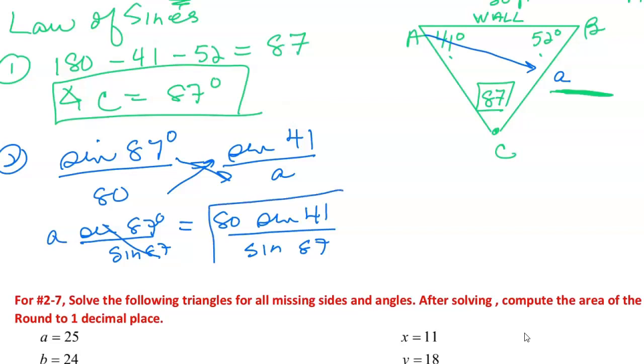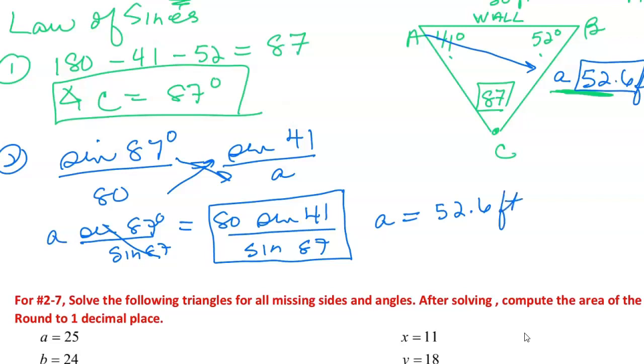This goes in your calculator. Put it in all at once. Okay, you should end up getting A is 52.6. I'm going to round everything to the nearest tenth. So this is 52.6. It's a side length. It's going to be in feet, right? Because my wall was in feet. So this is feet. I have this.